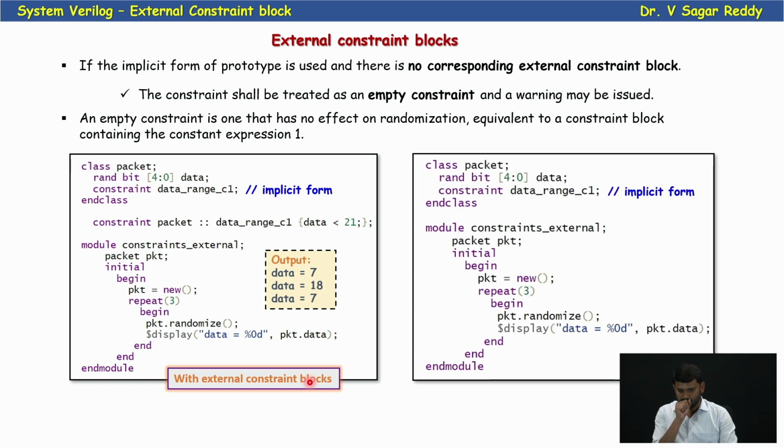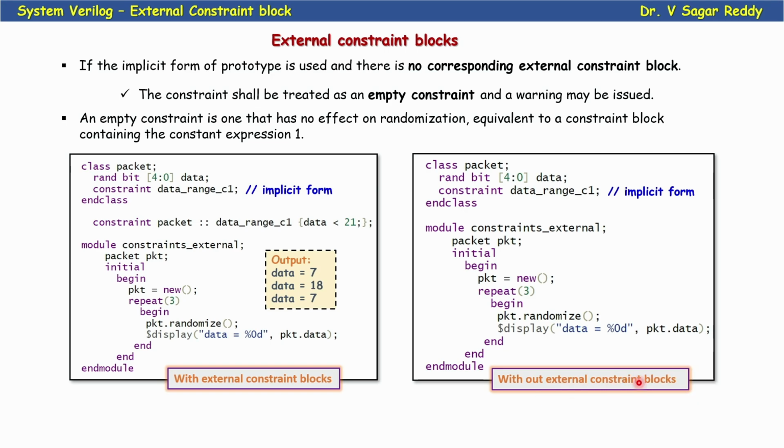If we see this example, it is the same example, but I didn't mention any external constraint block. So here also the tool won't give an error, it may just issue a warning. So what is the output? The output is 25, 27, 26 because it acts as an empty constraint, a constraint block containing the constant expression 1. So what is the range of this data? It is a random variable. The range is 4 down to 0, meaning 0 to 31. So it generates random values between 0 and 31.